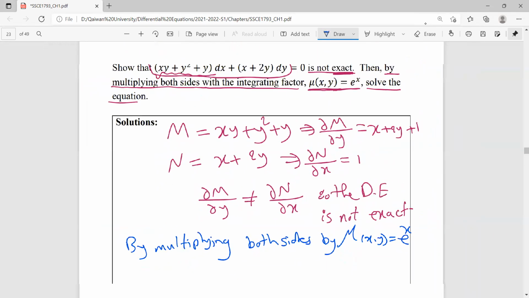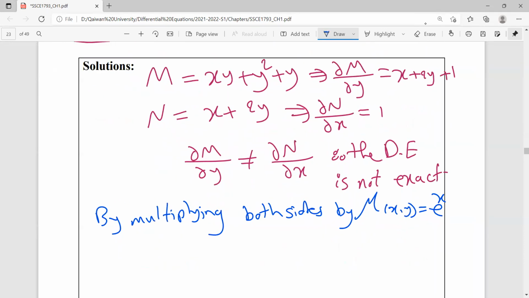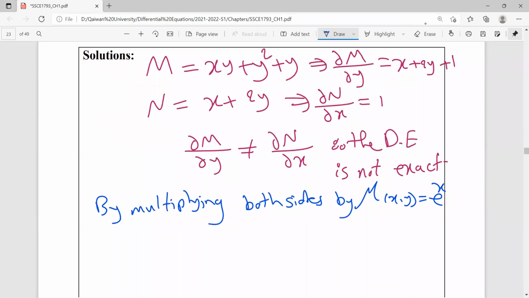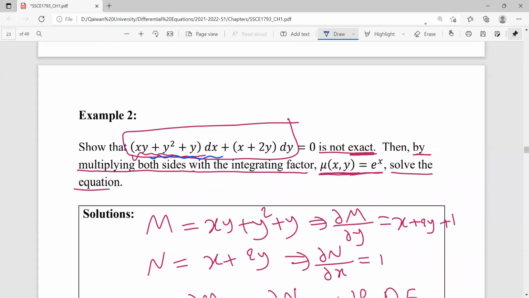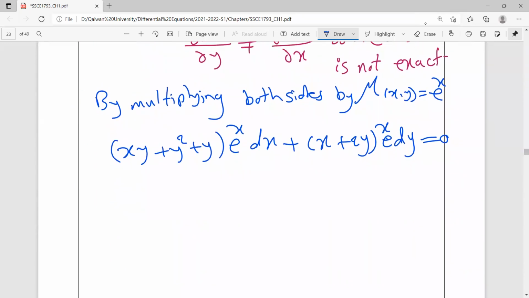Now, what we get if you multiply xy plus y squared plus y by e to the power x, dx plus x plus 2y times e to the power x dy equals 0. Here, we just multiplied both sides of this differential equation by e to the power x. Now, we are trying to find partial m by partial y and partial n by partial x. And then they must be equal.